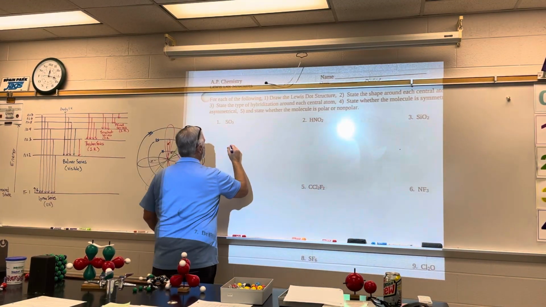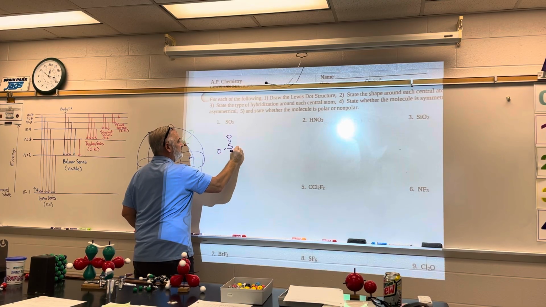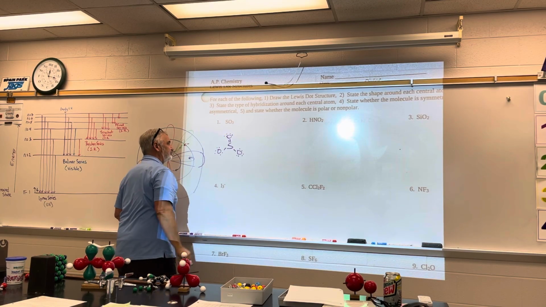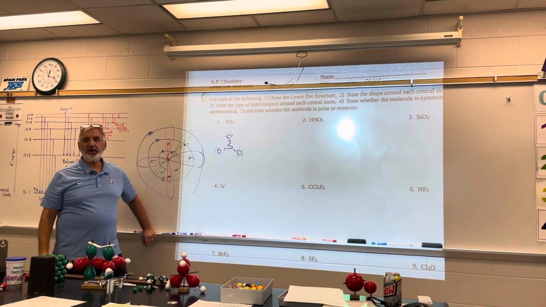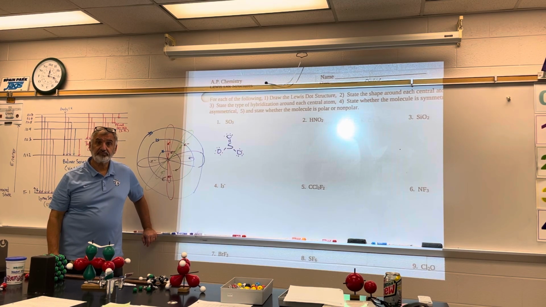SO3, okay, so now technically we have all three drawn, but we'll only look at one. Do I have a polar bond? Yes, because of oxygen. So I know I actually have three polar bonds. But is the molecule symmetrical or asymmetrical? How am I going to know?